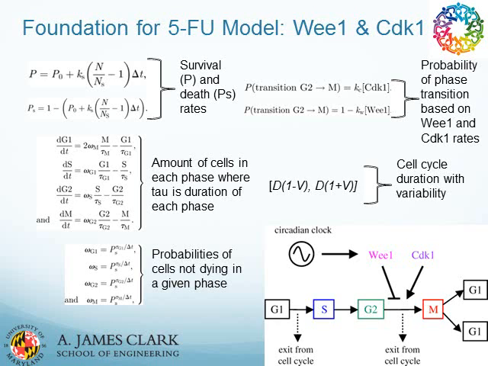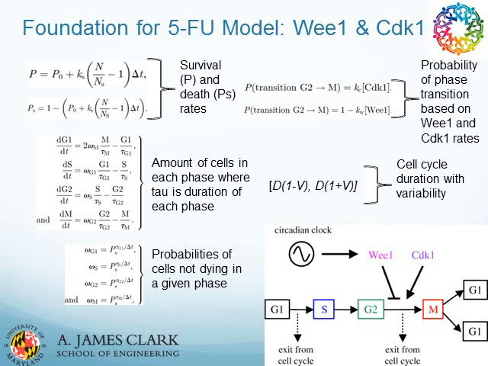So our model is actually split into 2 different components. We have the WEE1 and CDK1, which lays the foundation for our 5-FU model. And as Laith mentioned when he was discussing WEE1 and CDK1, as you see in the figure at the bottom right, CDK1 acts as the activator for the G2/M transition, where WEE1 is the inhibitor, and this is all based off the circadian clock, which is our light and dark transitions.